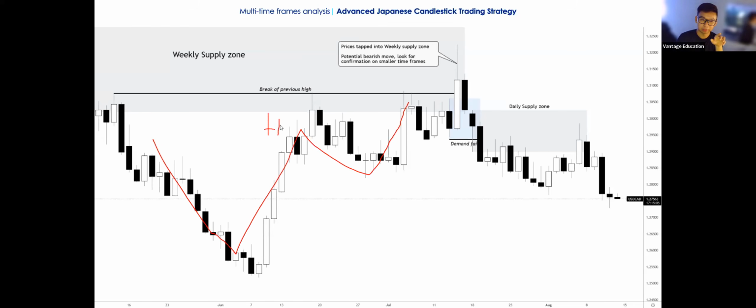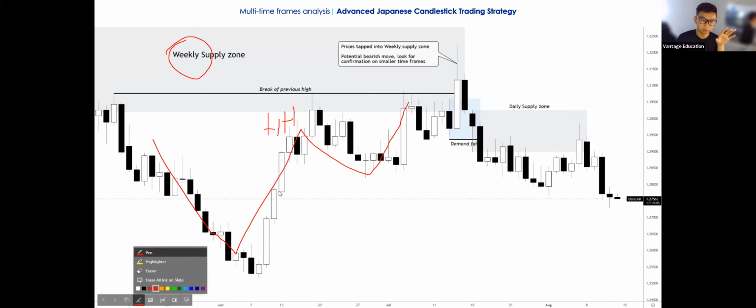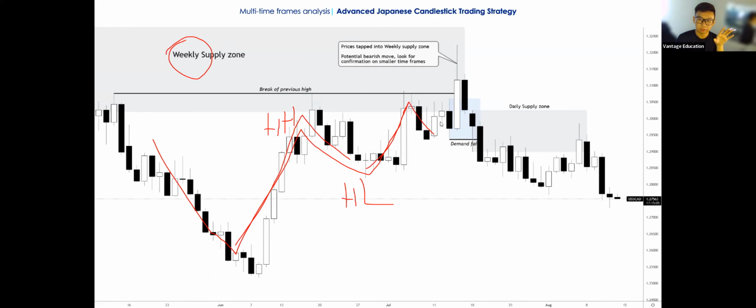This is your higher high. Let's say this is a weekly supply zone, and your candlestick is on the 5 minutes time frame. Let's take, for example, this is a higher high on the 5 minutes time frame. It forms a higher low, and it enters our supply zone, our weekly supply zone. This is where we start to look for reversal patterns, right?